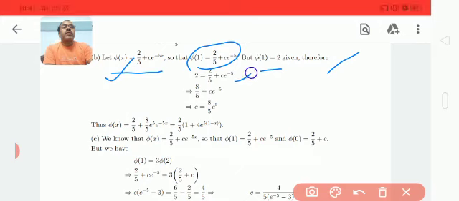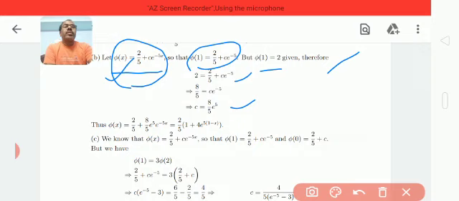Now solve this to determine the value of c. After solving, you will get the value of the arbitrary constant as given. And then substitute this value of c in the solution of the given differential equation. So phi of x is equal to this. You just plug in the value of c, and after a little simplification, you will get the solution of the given differential equation which satisfies the initial condition.